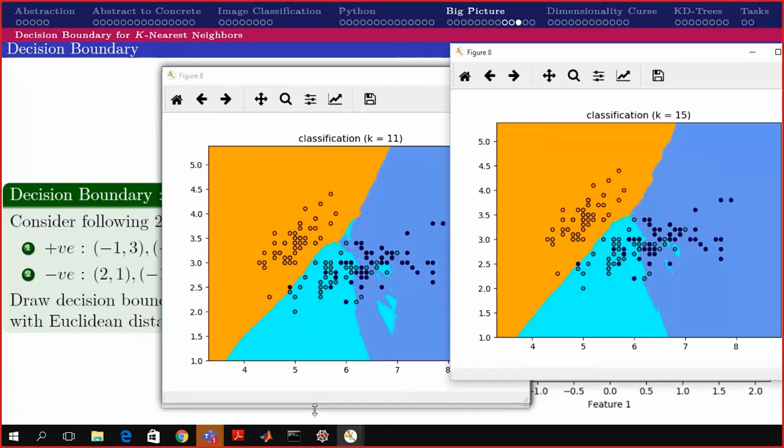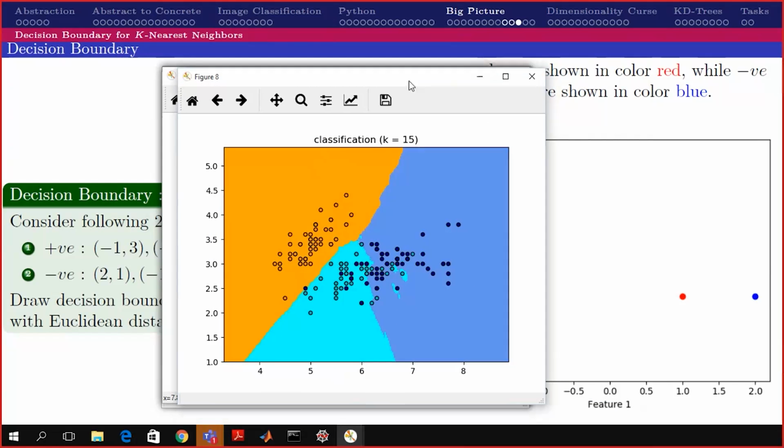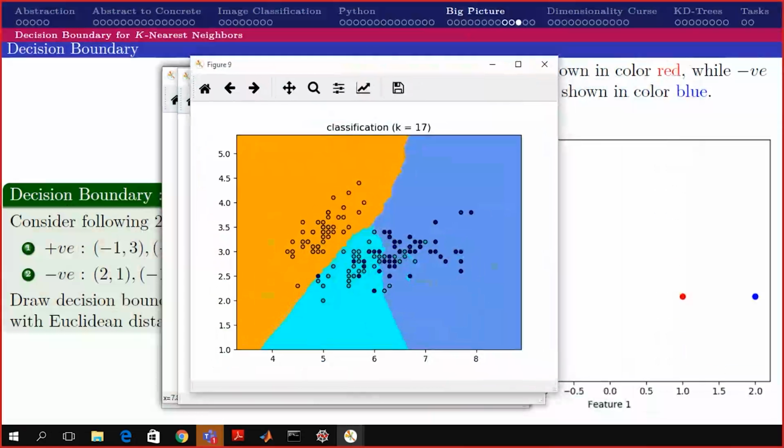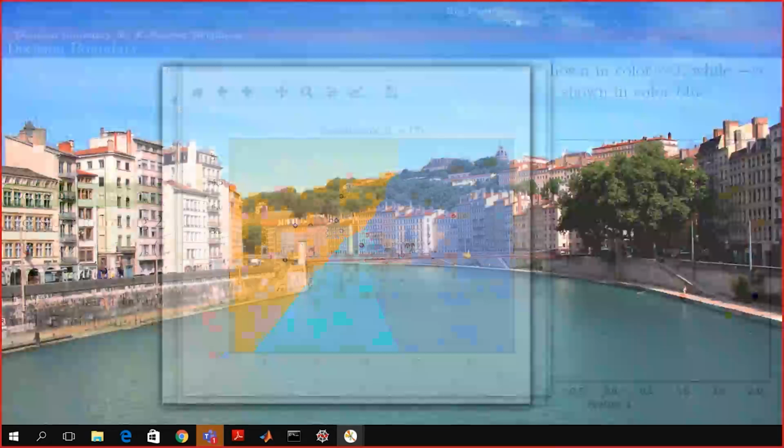k equal to 11 में आपको यहाँ पे लाइट ब्लू कलर की क्लास नजर आ रही थी, बट नाउ दिस इज गॉन. k equal to 15 में, and then k equal to 17. So this is like generalizing even more.